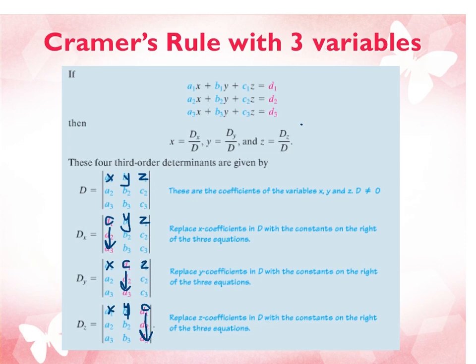And then for x, you would do D sub x over D. For y, D sub y over D. And for z, D sub z over D.